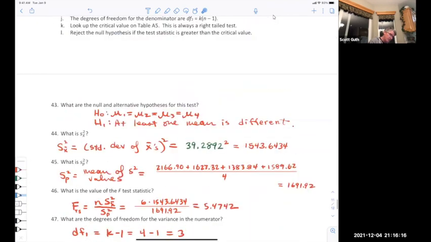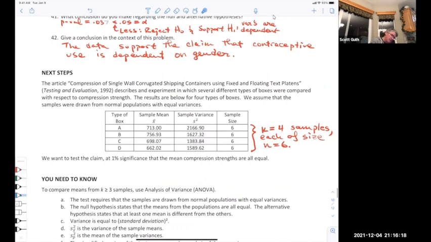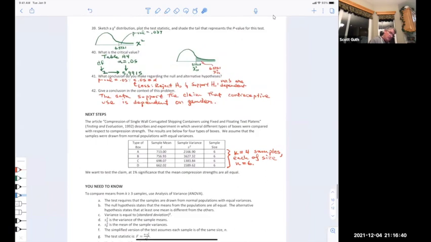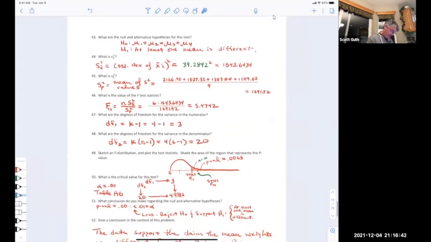And then that's where you go back and look at them and you can see that there's a weakest box here that only holds 662 pounds or kilograms or whatever these are. And then the strongest one, the 756, is significantly stronger. It looks substantially stronger than the others. And so that's the one you want to buy as long as you can afford it, assuming you're stacking a lot of weight on it.